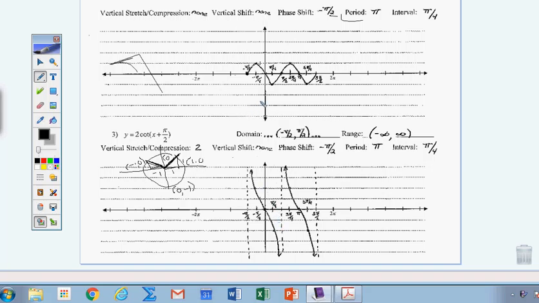My domain would be dot, dot, dot, negative pi over 2 to pi over 2, dot, dot, dot, because it starts repeating right there. And my range would be positive infinity to negative infinity.